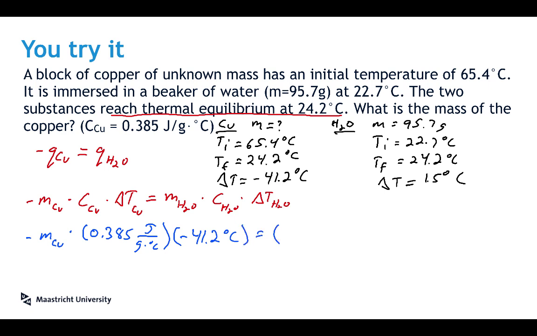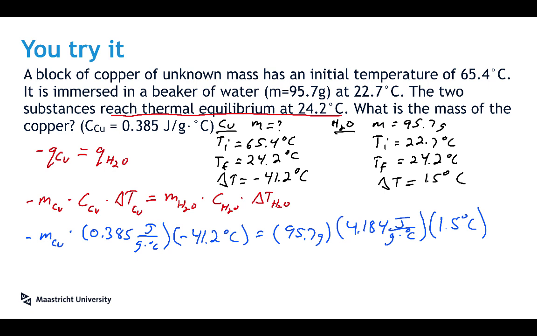That's got to be equal to 95.7 grams times 4.184 joules per gram degrees C. The specific heat of the water wasn't given here, but it was given on a previous slide. That's something we don't expect you to memorize. And the delta T here is 1.5 degrees C.